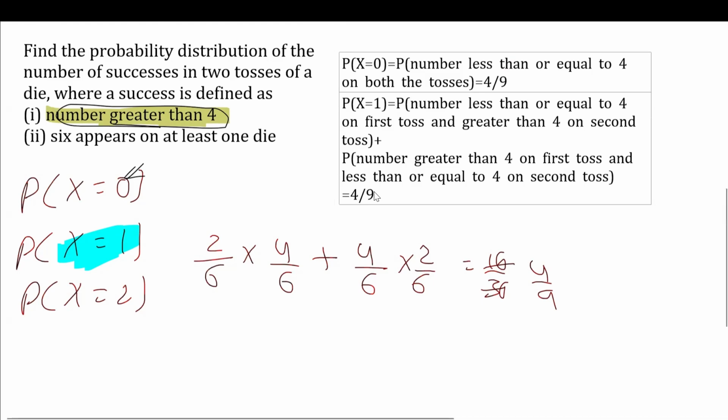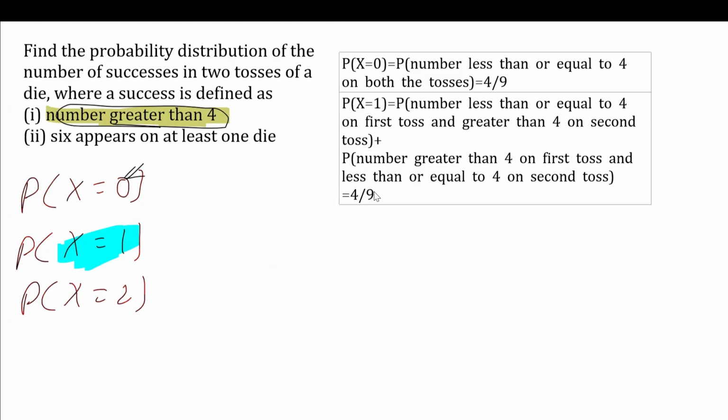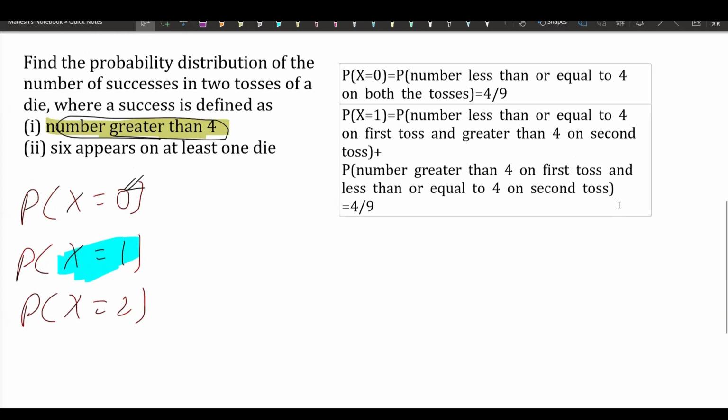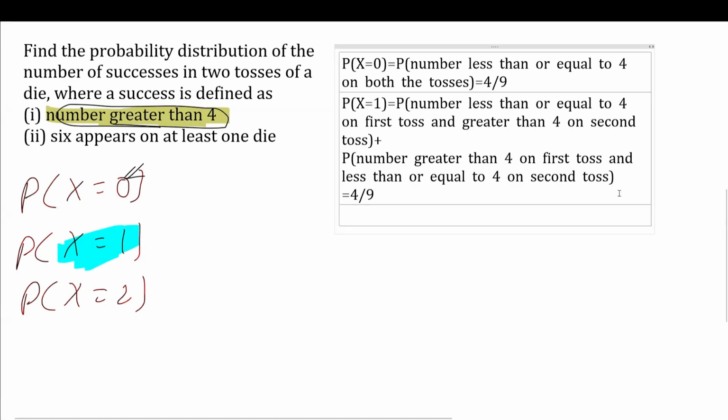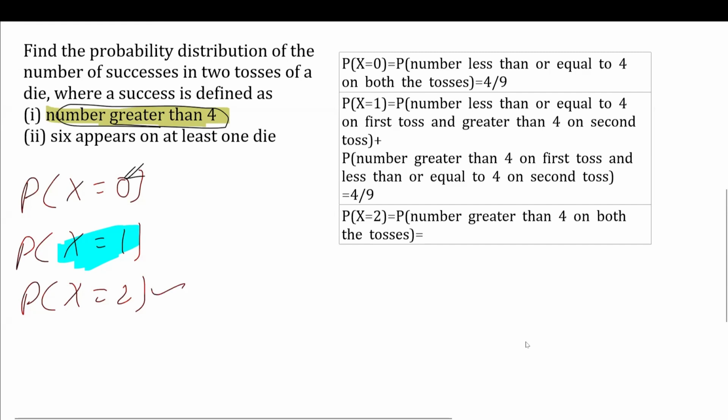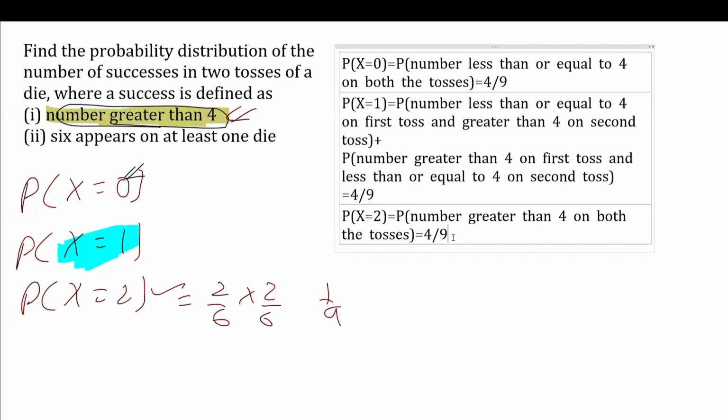Now we'll come to the last part. The next is when P(X = 2). P(X = 2) implies that in both dice we are getting a number greater than 4. So it should be 2 over 6 into 2 over 6, that is 4 over 36. And 4 over 36 is 1 over 9.